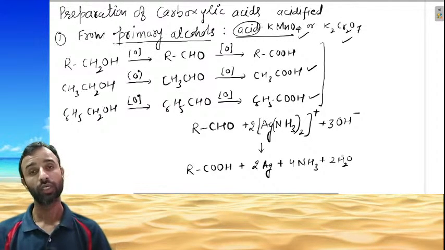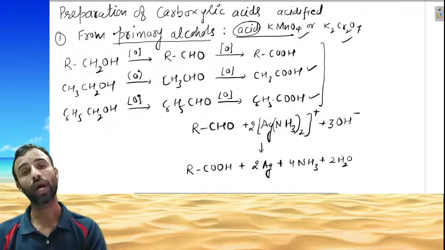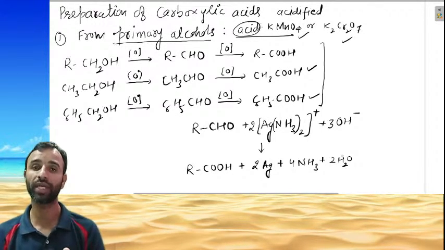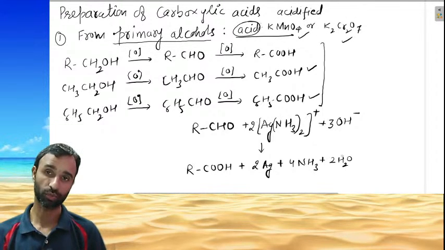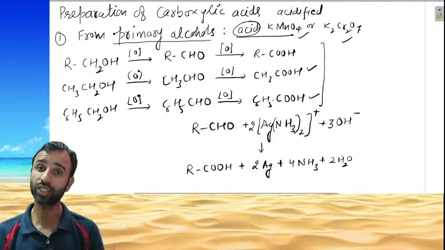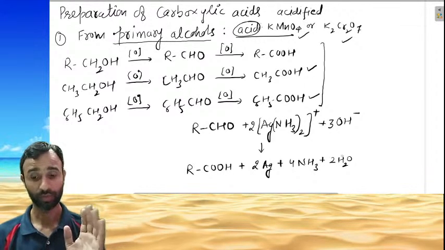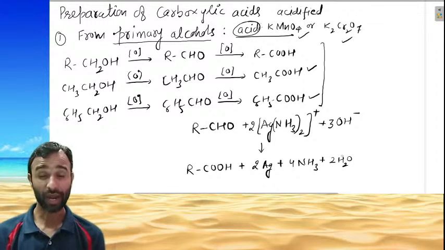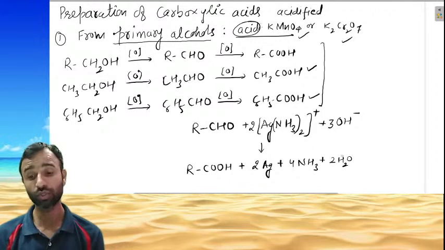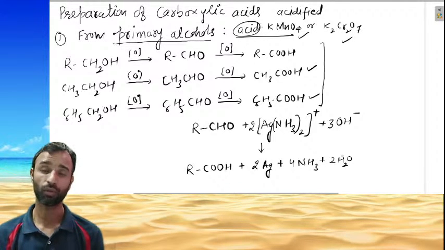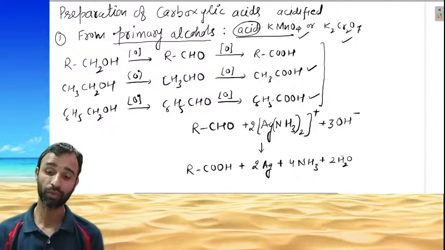Right? So primary alcohols, to convert them into carboxylic acid, we use acidified potassium permanganate or acidified potassium dichromate. And to convert aldehydes into carboxylic acid, we can use these two, and even Tollens reagent can serve the purpose. Now tell me, can we prepare formic acid by using acidified KMnO4 or potassium dichromate?